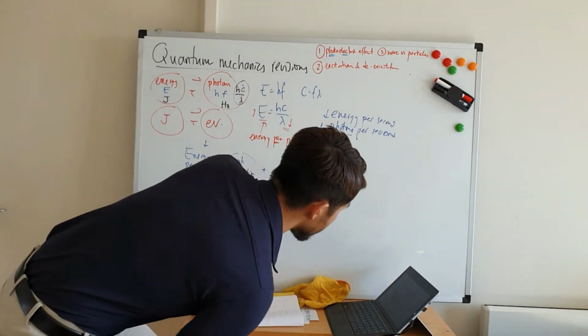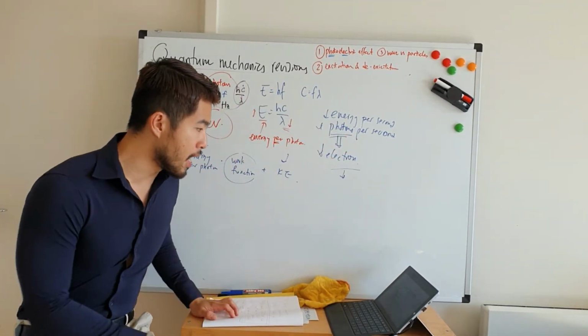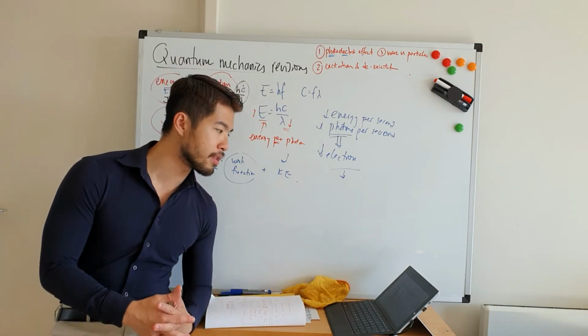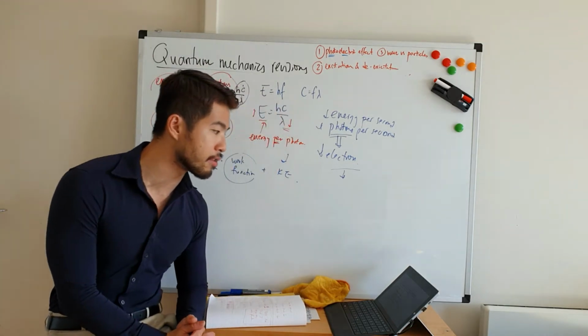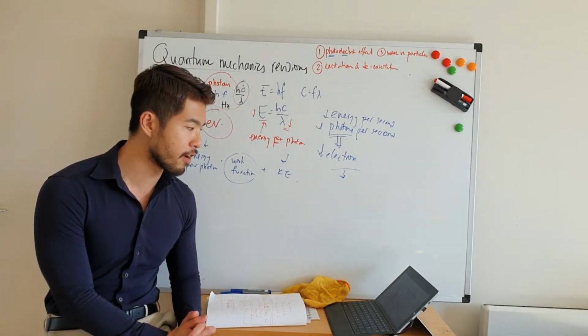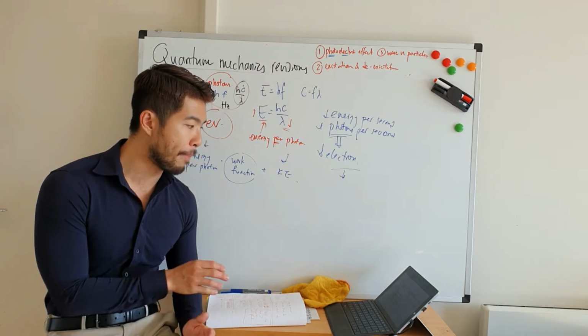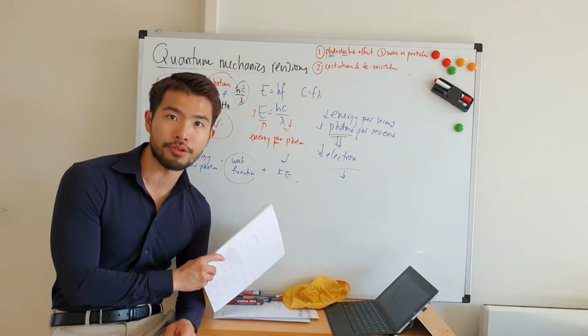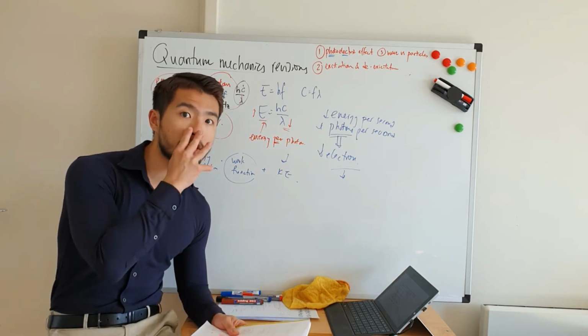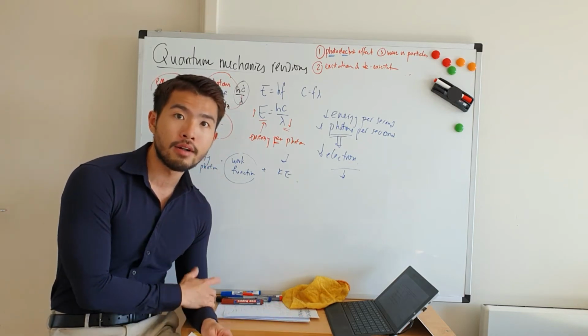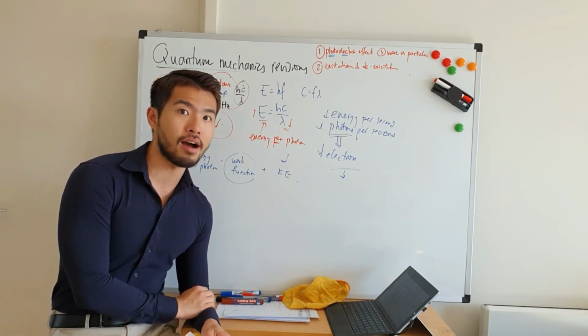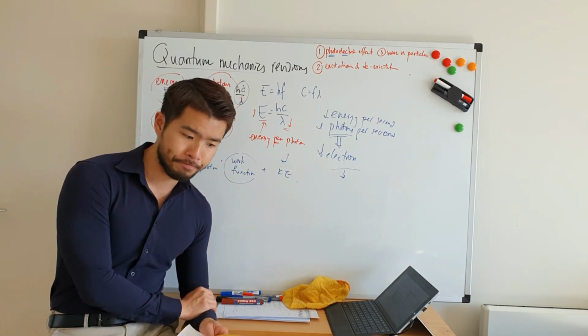Question 2, in an experiment, blah blah blah. A charged plate is illuminated from light emitting sources. The plate loses its charge when an ultraviolet light source is used, but not when a red light source is used. So this is exactly what we were talking about earlier with red and violet light or blue light.